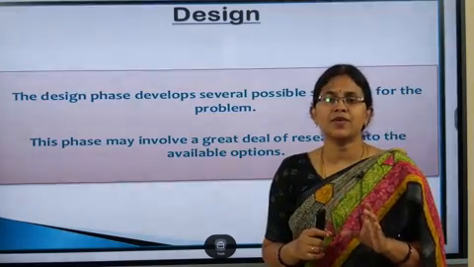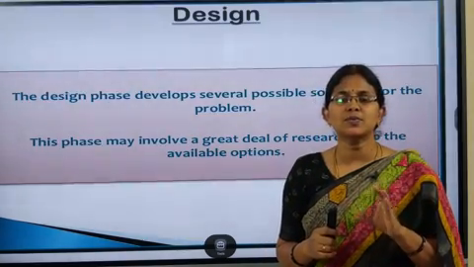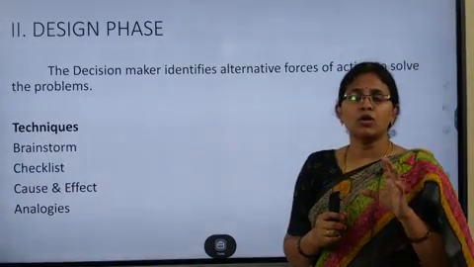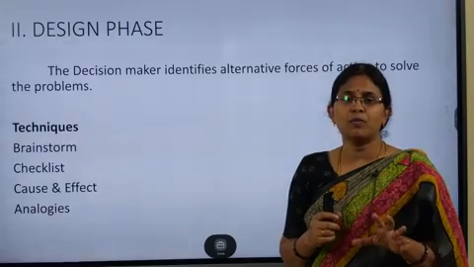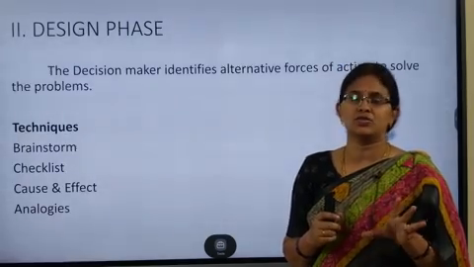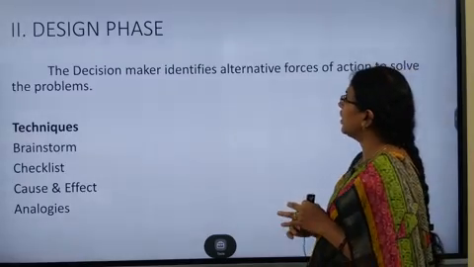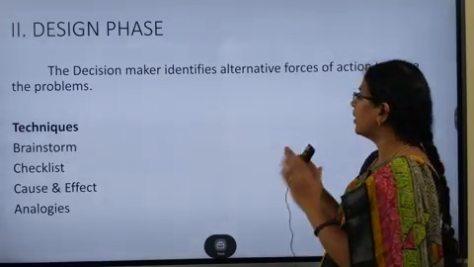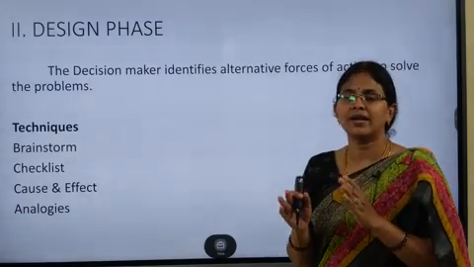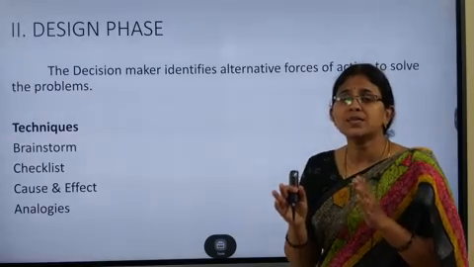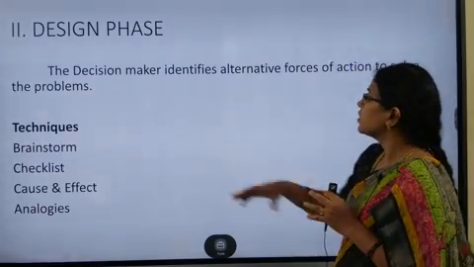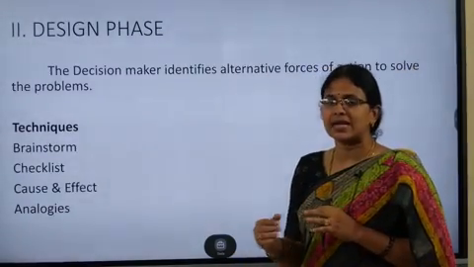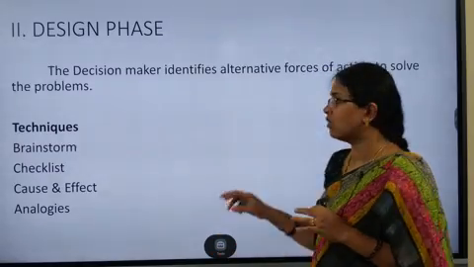In the design phase, you are going to find possible solutions for your problem. In order to find solutions, you have to do deep research. Here, the decision maker finds possible alternatives for the problem. In this, they use four techniques: the brainstorming technique, the checklist technique, cause and effect, and analogies.